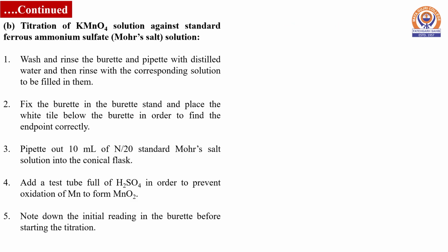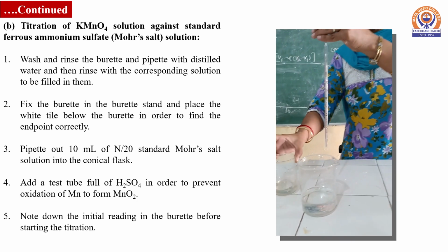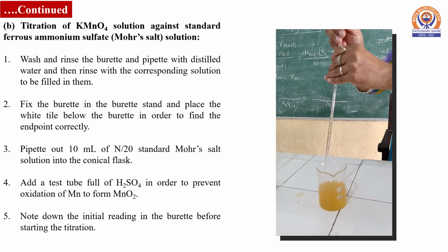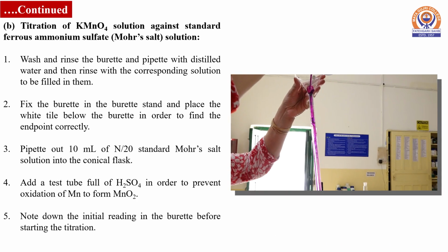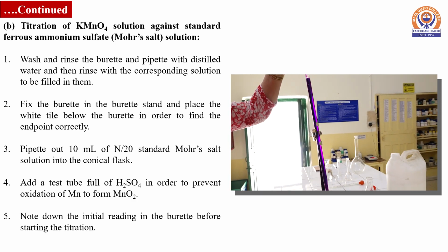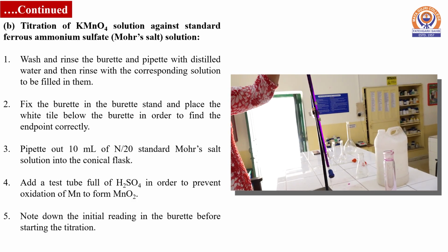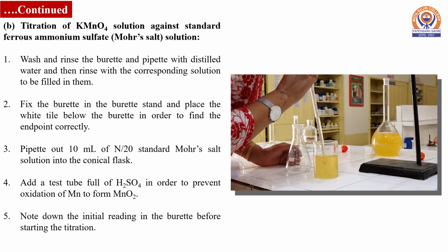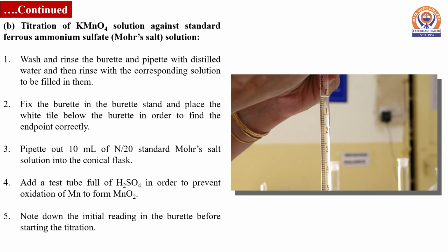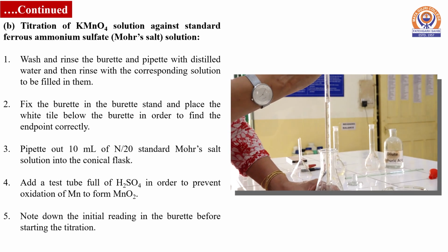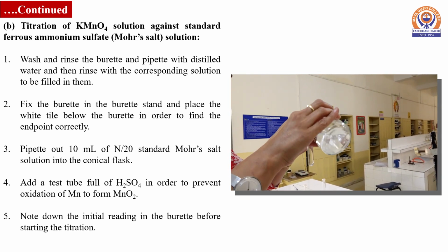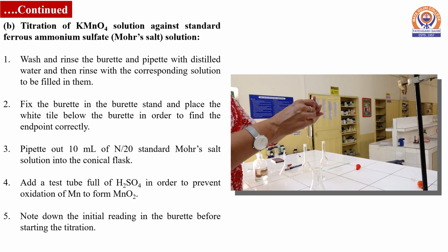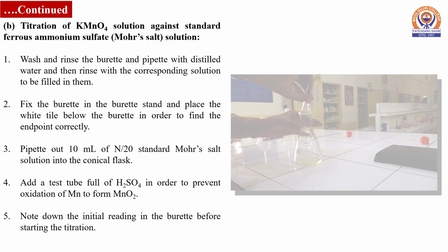Next is the titration of potassium permanganate solution against standard Mohr salt solution. First, wash and rinse the pipette with distilled water and then with Mohr salt solution. Rinse the burette with potassium permanganate solution and fill it with KMnO4 solution. Pipette out 10 ml of N by 20 standard solution of Mohr salt into the conical flask. Add 1 test tube full of dilute sulfuric acid to it to prevent oxidation of potassium permanganate to manganese dioxide.